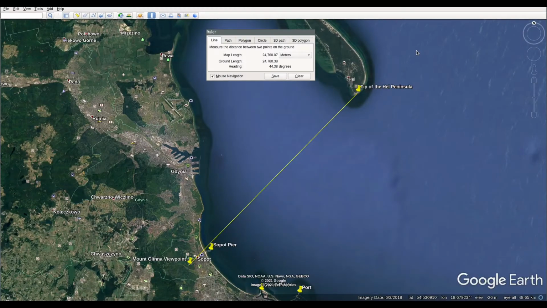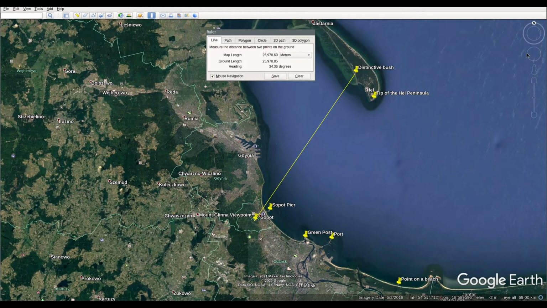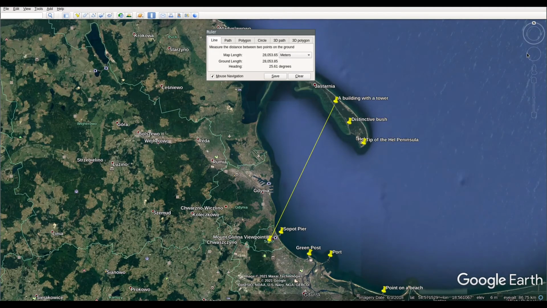Then the tip of the Hel Peninsula, and that's Hel with a single L, H-E-L, not double like the English word hell. And it was at a distance of slightly less than 25 kilometers. Then third, a point on the beach right below a distinctive bush. It was again a bit hard to find on the map, but satellite imagery did wonders here and I think I found it. And it would be at a distance of about 26 kilometers from the observation point. And finally, a point that I don't have a photo of, but it was a building with a tower which distinguished it quite much from other buildings on the shore, and it was at a distance of about 28 kilometers.